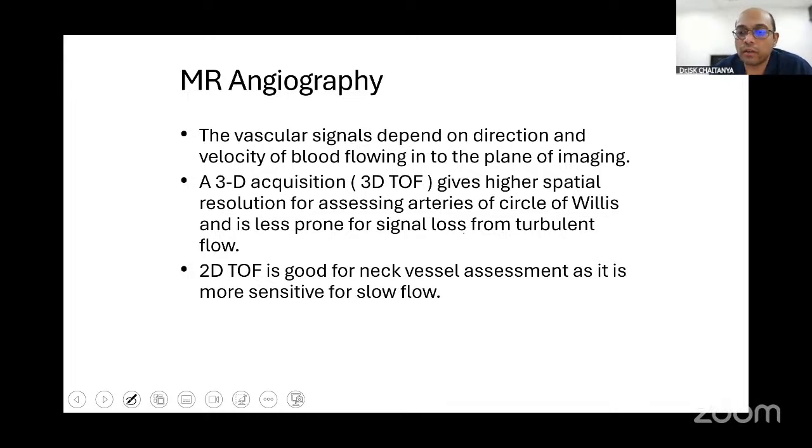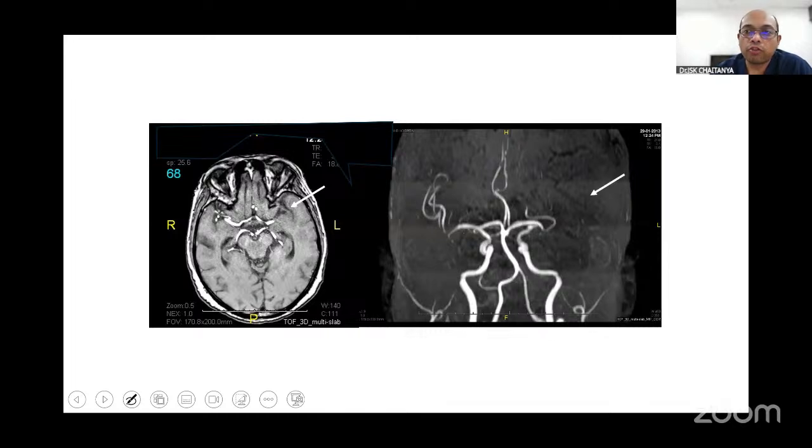Based on the time of flight sequence, the flow voids are usually shown in white. The image on the right is the raw or source image, and using these images, a 3D reconstruction is done to show how the vessels look. You can see the internal carotid arteries arising and entering the brain and then giving rise to the middle cerebral arteries on either side. Posteriorly, we see both vertebral arteries joining to form the basilar artery, and within the brain, all these structures form an anastomosis called the circle of Willis, from where all the blood supply to the brain happens.